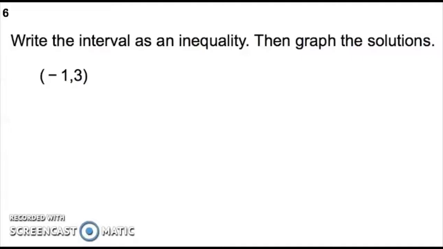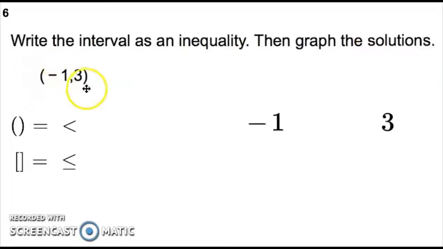Number 6, write the interval as an inequality, then graph the solutions. Okay, so remember that parentheses are when there is no equal to in the inequality, brackets are when there is. So our endpoints are negative 1 and 3. For our inequality, since these are both parentheses, it would be both less thans without the equal to. So negative 1 is less than x is less than 3.